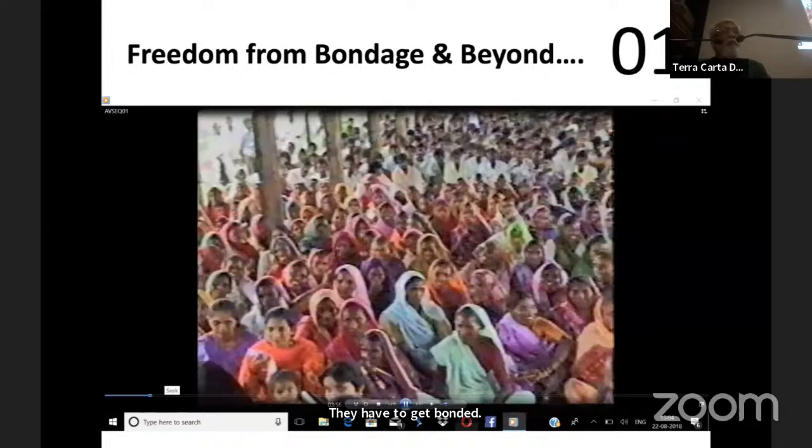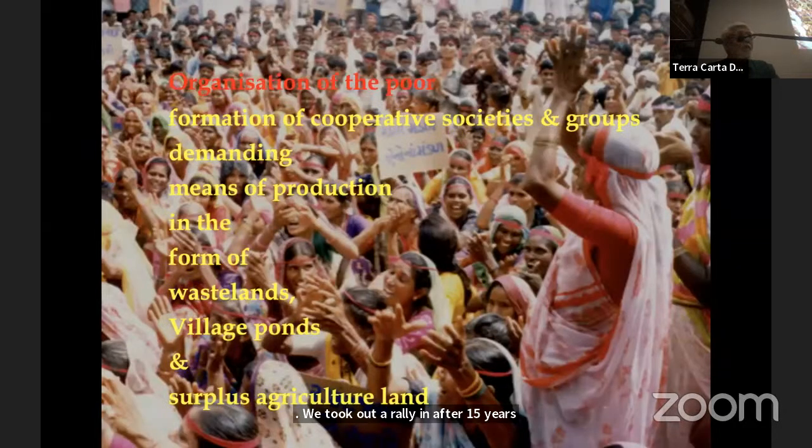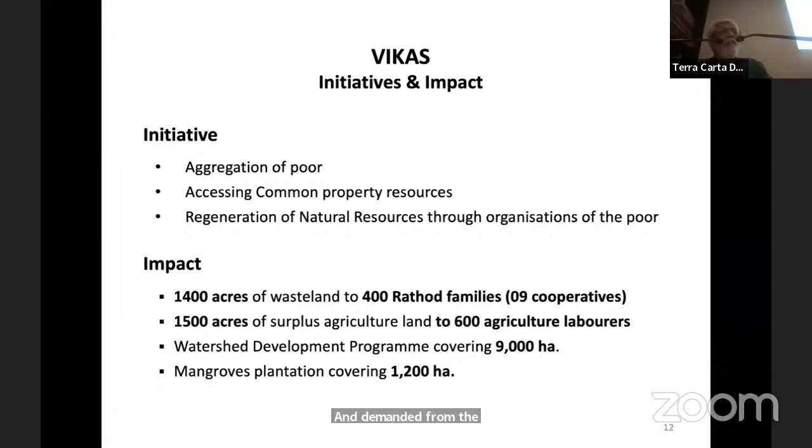Men are called chakar and women are called panihari. This is something which I encountered in 1978, and 3,000 such families. I decided that we are going to see that these people are out and free from this bondage. And the first 15 years went into mobilizing these communities. We took out a rally after 15 years and demanded from the government wastelands, surplus agricultural land, village ponds as a resource to develop so that we can earn our livelihood with dignity and self-respect.